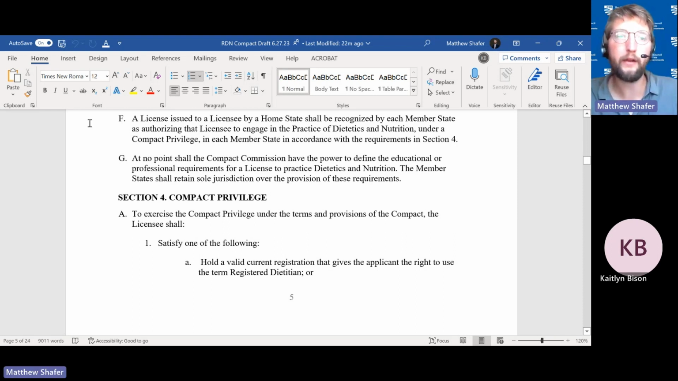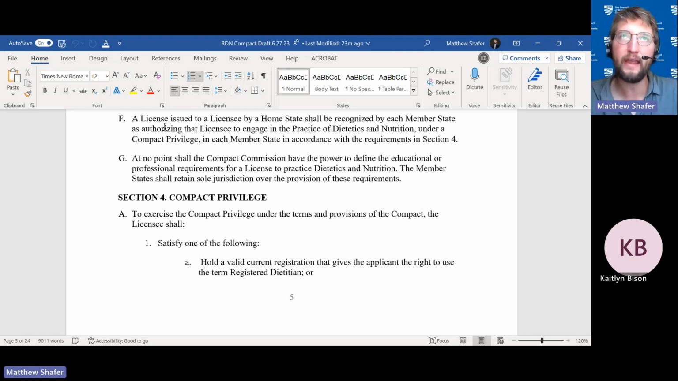And then last point here in subsection G, it says that at no point shall the commission have the power to define educational and professional requirements for a license to practice dietetics and nutrition. So the Compact Commission is the governing body that is made up of all the member states, and each state gets to elect one person to sit on the commission, and they administer and govern the compact in the long term. So this is just saying that at no point shall that entity, the Compact Commission, have the power to define educational standards or professional requirements for a license.